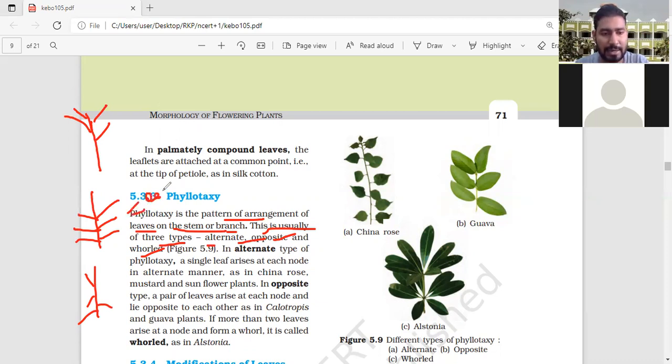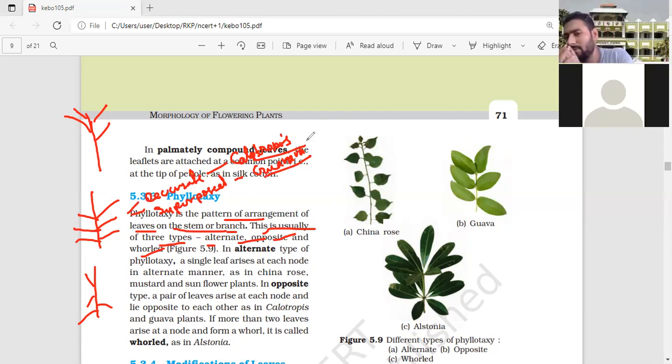One is decussate, and another is superposed. Does anyone know an example of decussate? Calotropis is decussate, and superposed is guava. Clear? Calotropis is decussate, and superposed is guava.